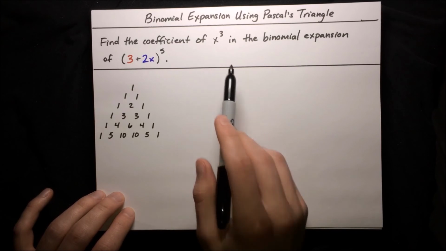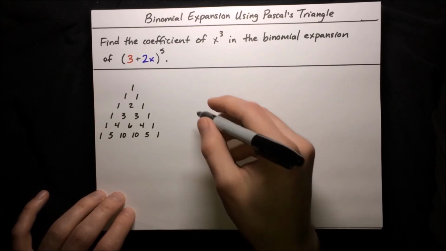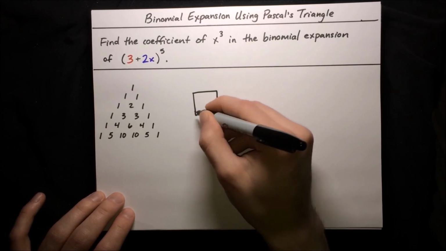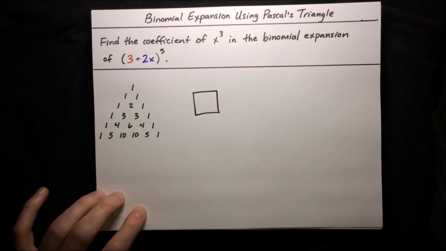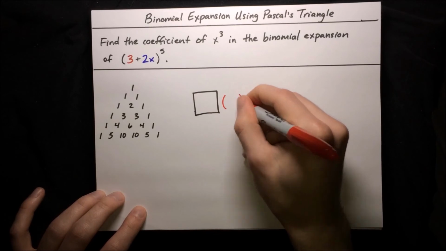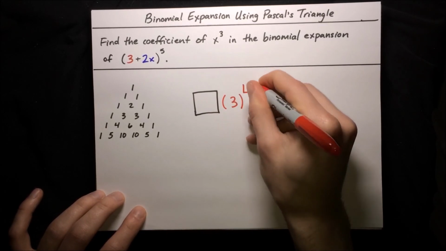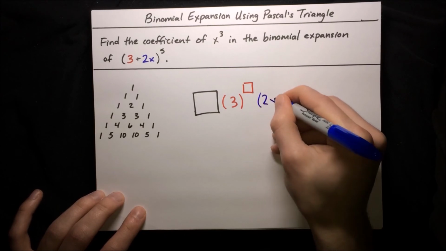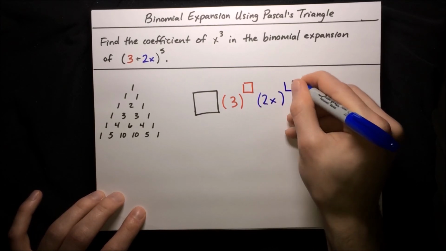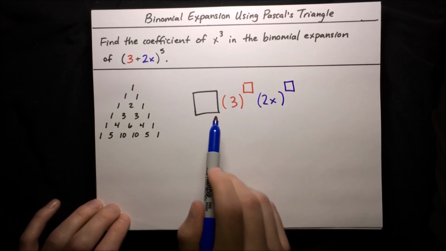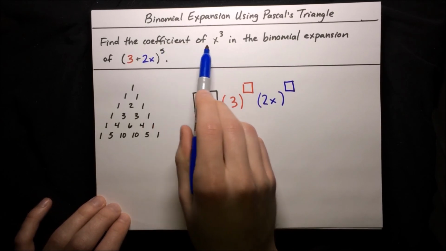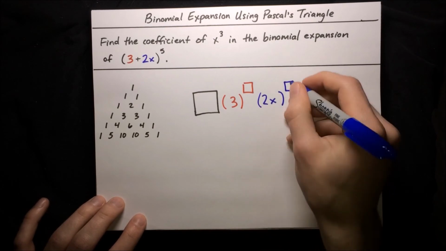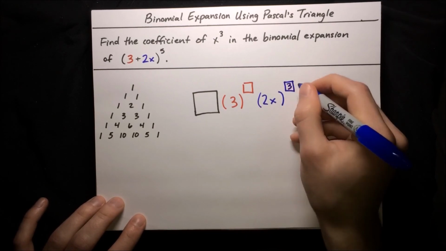So x to the third, let's not worry about our coefficient just yet. We'll write our coefficient as a box here, and then the first term, 3 to some power, and then the second term, 2x to some power. All right, so if we know that the coefficient should be of the x to the third term, we need an x to the third to appear here. So that means this power here has to be 3.